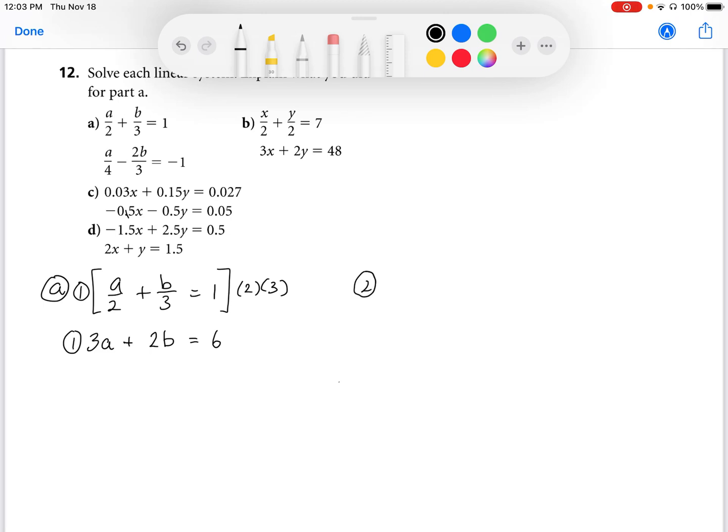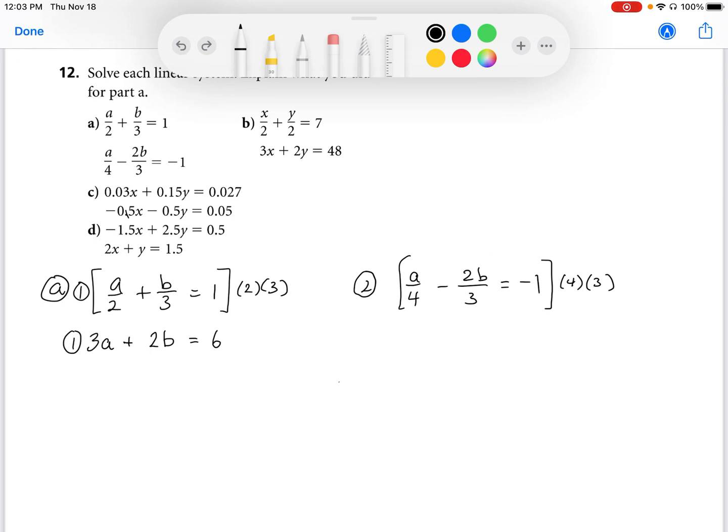So then I move on to the second equation. It's A divided by 4 minus 2B divided by 3, and that's equal to negative 1. The same thing is going to happen here. I want to just deal with whole numbers, so I'm going to get rid of the divide by 4 and divide by 3. With the times 4 times 3, I have to make sure I distribute to all terms.